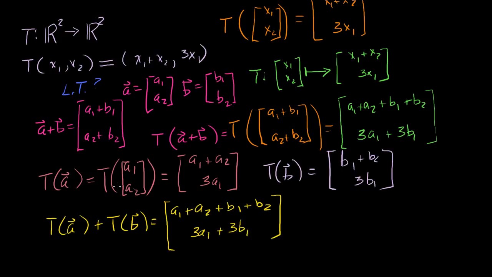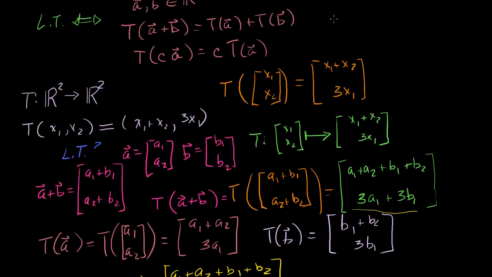Now, we just showed that if I take the transformation separately of each of the vectors and then add them up, I get the exact same thing as if I took the vectors and added them up first and then took the transformation. So we've met our first criterion, that the transformation of the sum of the vectors is the same thing as the sum of the transformations.